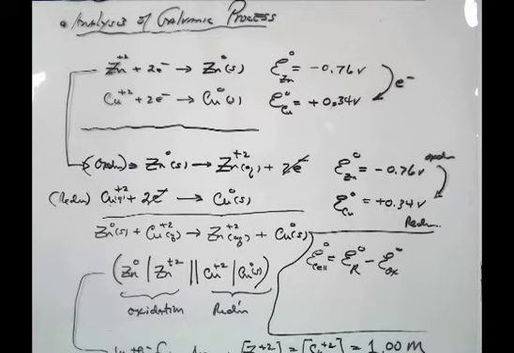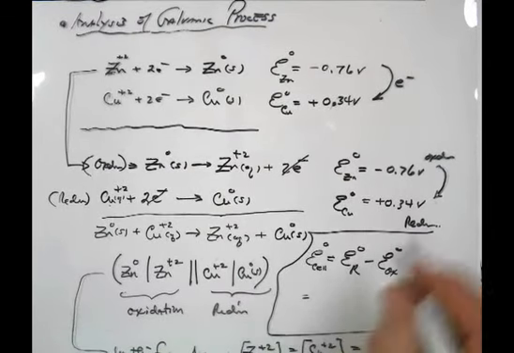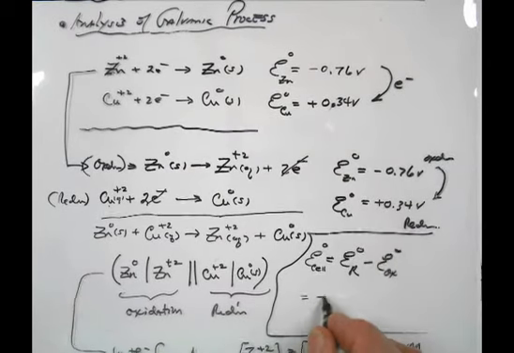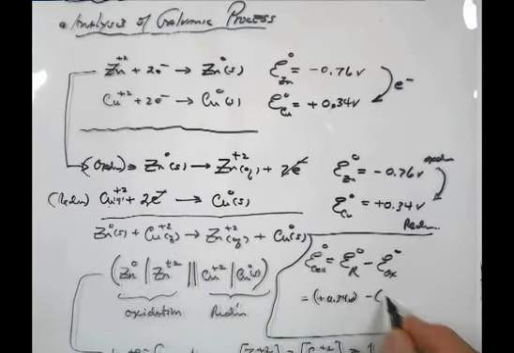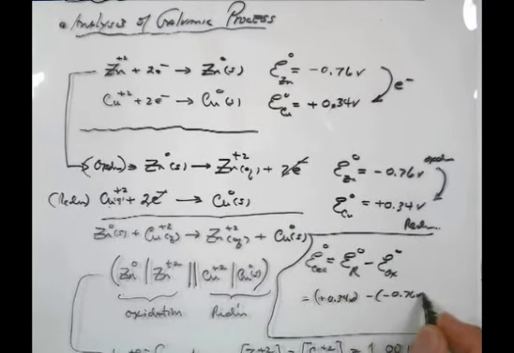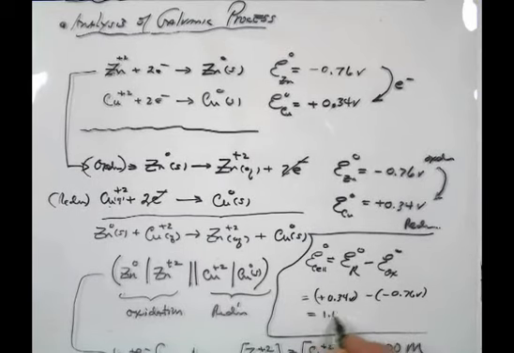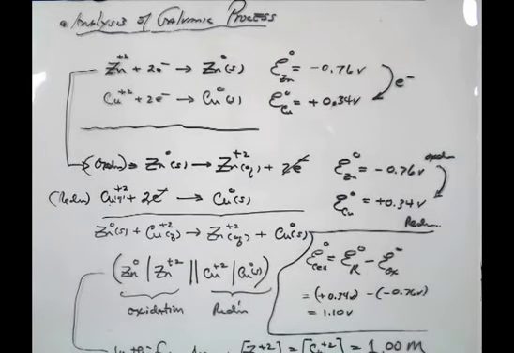calculation. So in the copper zinc battery, the reduction side is plus 0.34 volts minus 0.76 volts, and I think that's 1.10 volts. There's your cell potential for that combination.